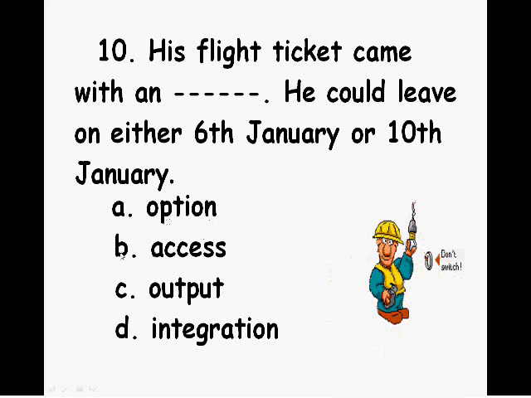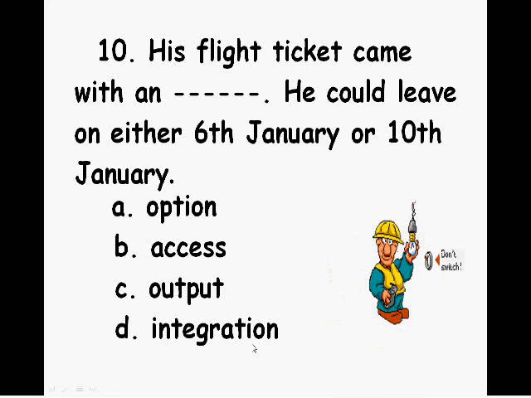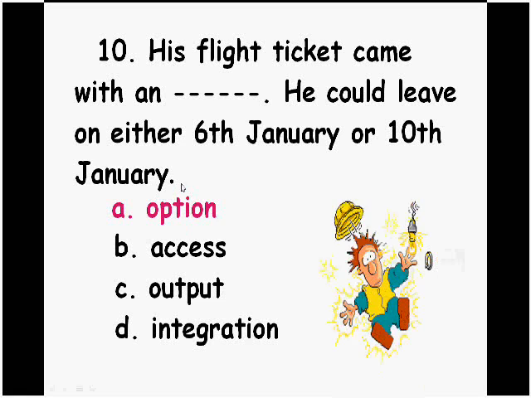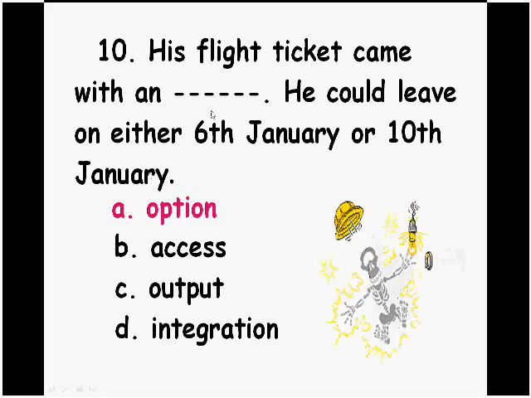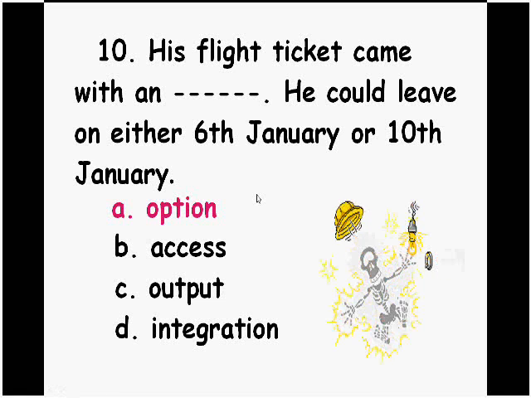A, option. B, access. C, output. And D, integration. Very good. A, option. Okay? So his flight ticket came with an option. He could leave on either this date, 6th of January, or 10th of January. So this is the last sentence we have to look at today.